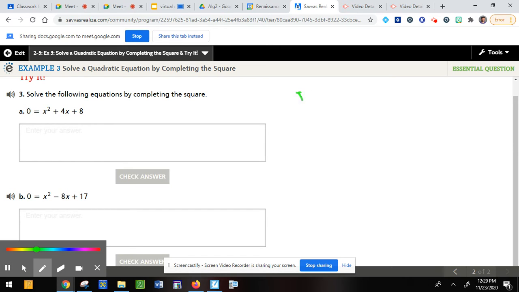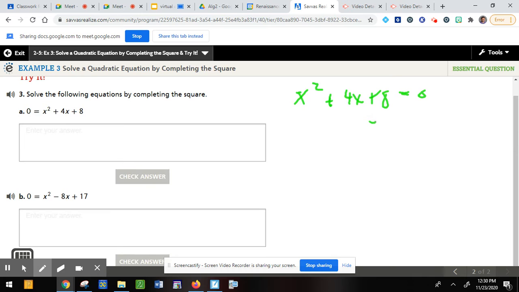So start with, I'm just going to flip it around. So my x's are on the left side, on the correct side. You have x squared plus 4x plus 8. First thing I'm going to do is subtract that 8 to the other side. So now I have x squared plus 4x is equal to negative 8.